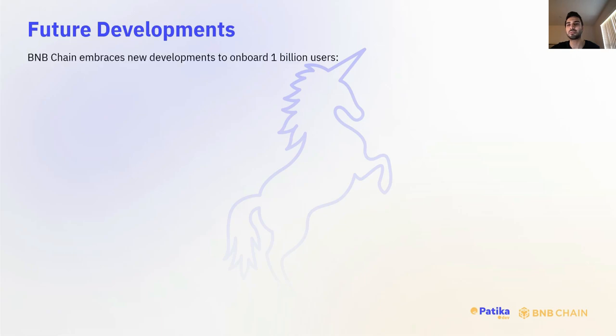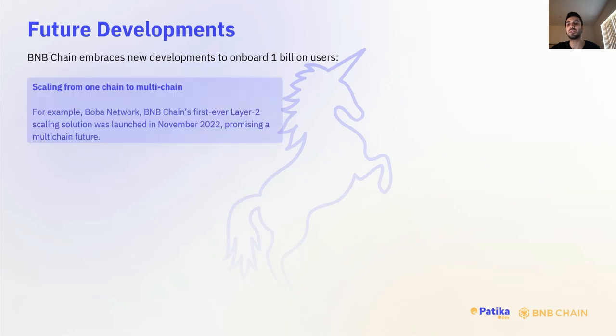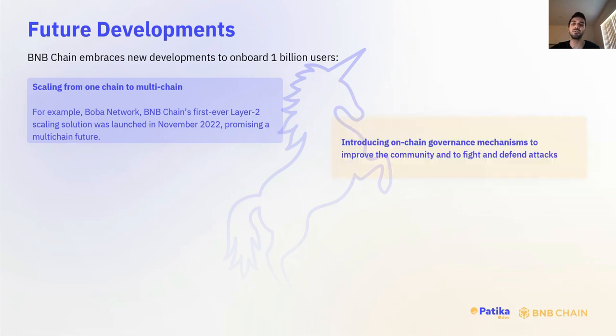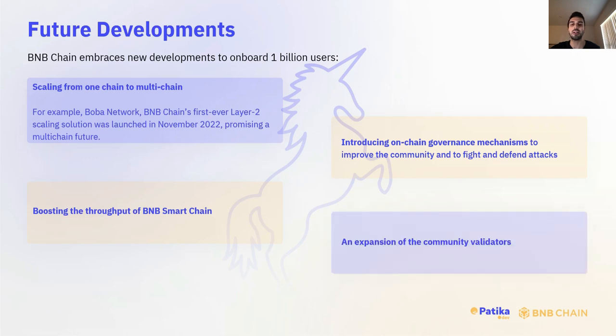Future developments. BNB Chain embraces new developments to onboard 1 billion users by scaling from one chain to multi-chain. For example, Boba Network, BNB Chain's first Layer 2 scaling solution, was launched in November 2022, promising a multi-chain future. Then, by introducing on-chain governance mechanisms to improve the community and to fight and defend against attacks, boosting the throughput of BNB Smart Chain and expansion of the community validators.